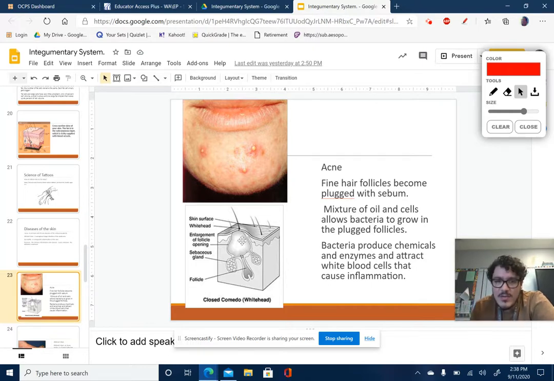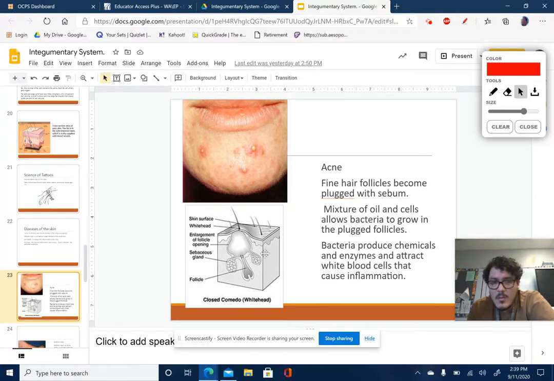This picture down here, I think, does a great job of showing us what acne actually looks like under the skin. So in this case, the hair follicle has the sebaceous glands next to it secreting oil. When they secrete too much oil, it all plugs up. It all gets clogged with this compound called sebum. Sebum is just the fancy name for oil. It's the body's oil that we secrete.